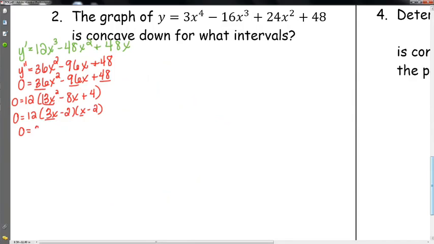So 0 is equal to 3x minus 2. I'm going to split up my factors. 0 is equal to x minus 2. In this case, x has to be 2. In this case, x has to be 2/3.